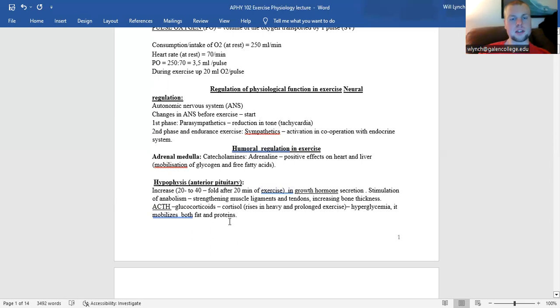In the adrenal cortex, we're going to release glucocorticoids, mostly cortisol. This is going to rise during heavy and prolonged exercise. This is going to cause a lot of blood glucose to be alleviated from the bloodstream and taken into tissues. So we're going to see hyperglycemia, mobilizing fat and proteins as well.